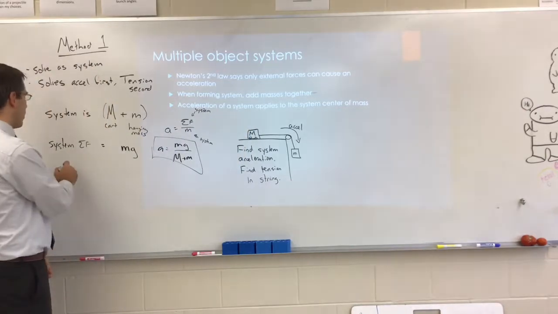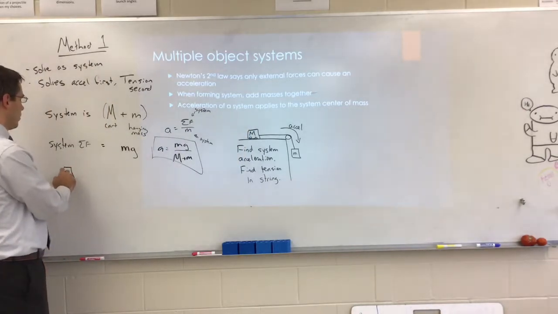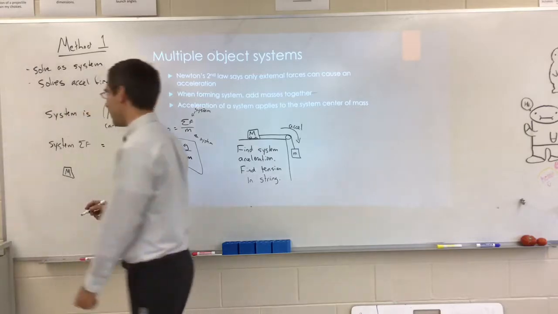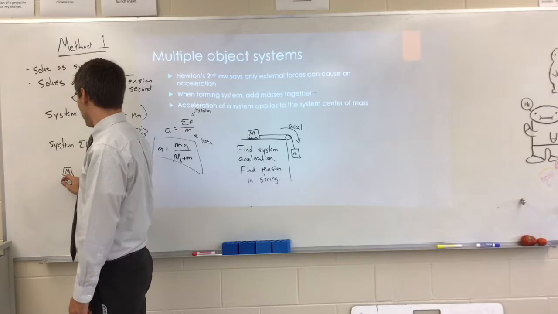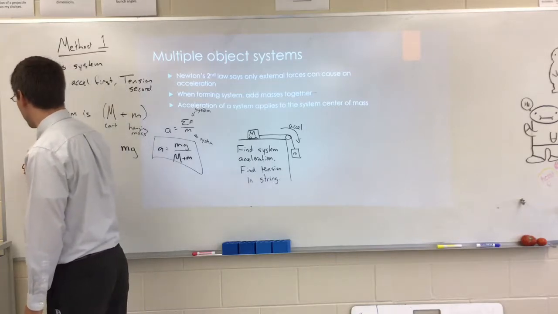So if we draw just big M, if we're going to do a little free body diagram for just M, then we want, so here we'll do this is solve for T.